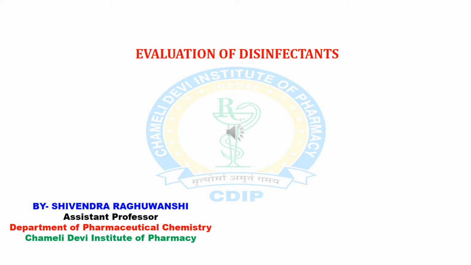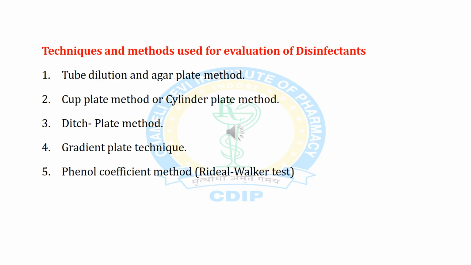Of disinfectant. So for the evaluation of disinfectant, various techniques and methods are used. The first is the tube dilution and agar plate method. Second is the cup plate method or cylindrical plate method. Third is the ditch plate method. Fourth, the gradient plate method. Fifth, the phenol coefficient method or Riedel-Walker coefficient method. This is very important. Every lab does this type of Riedel-Walker test.